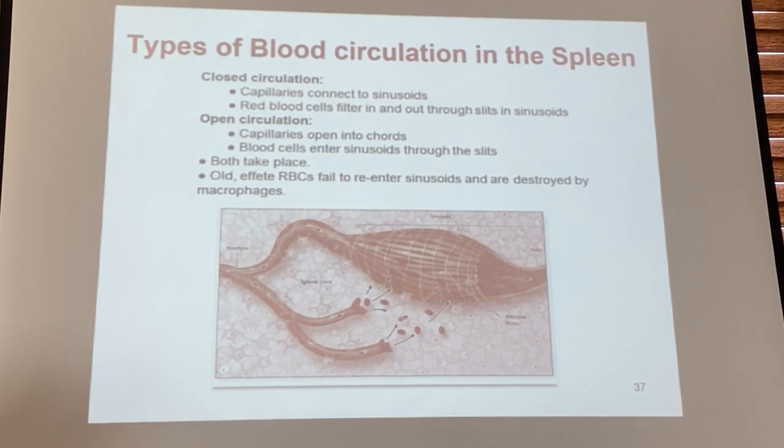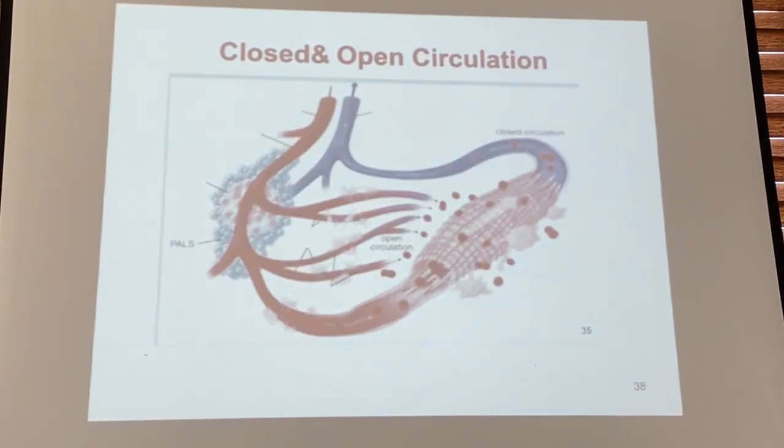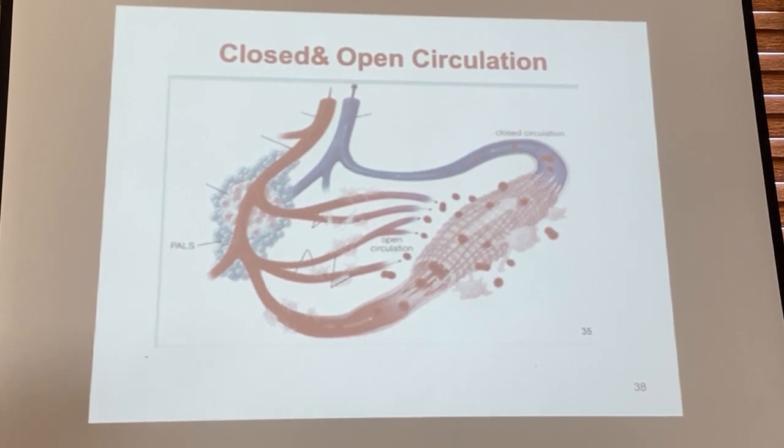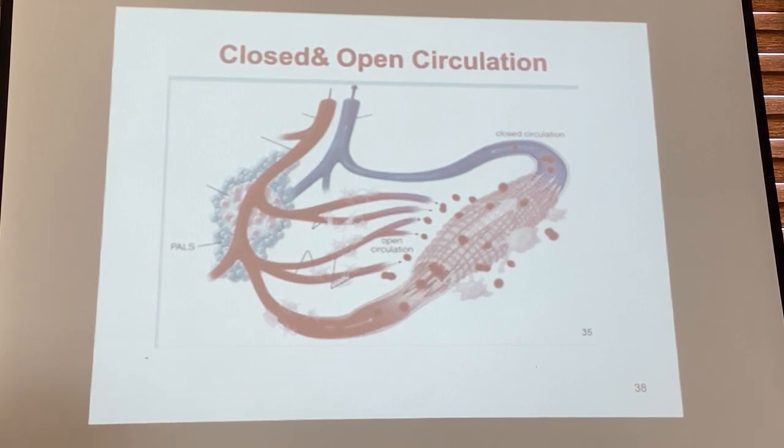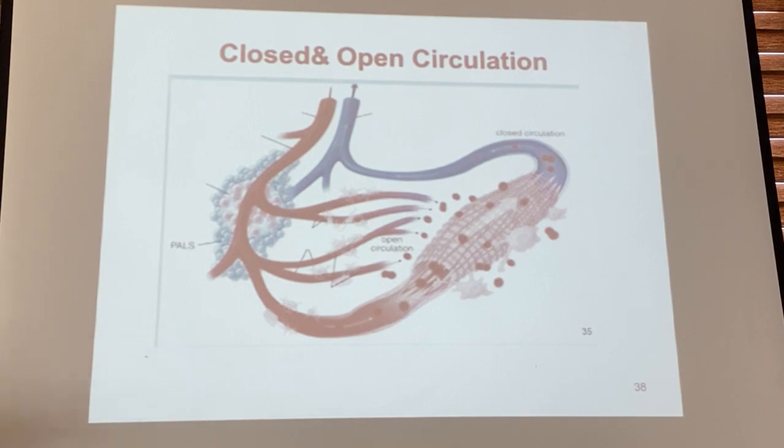Okay, so there are two types of circulation in the spleen, and it is unique, found only in the spleen. Another image shows the same thing. This is open. You see the RBCs, how they re-enter or rejoin the blood sinusoids again. The old or distorted ones will be attacked and engulfed by the macrophages in the red pulp.